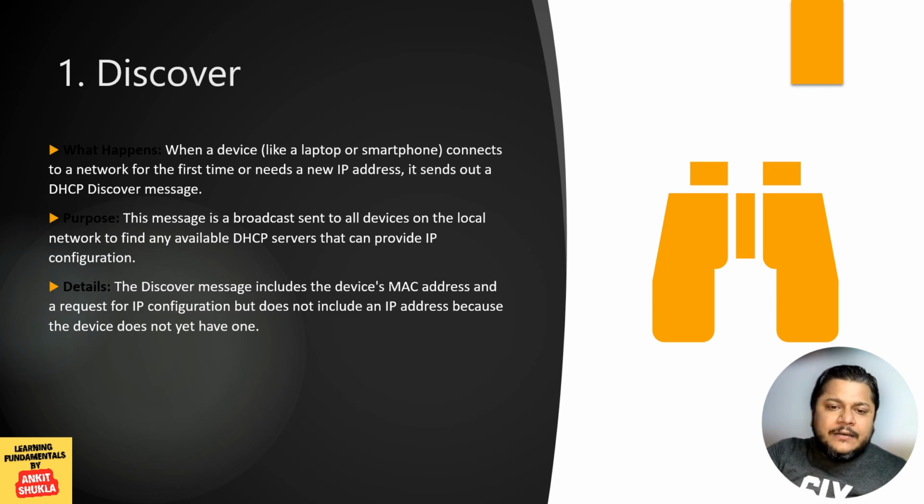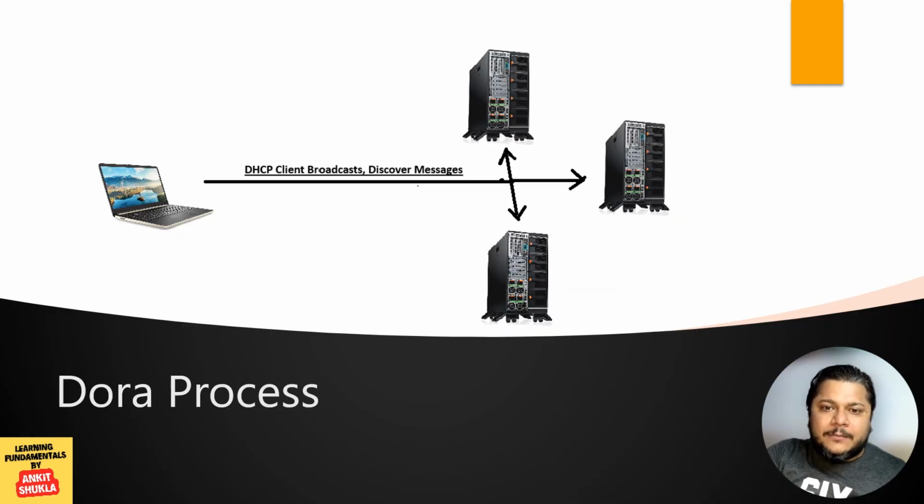Let's understand discover through a diagram. As you can see, when a client joins a network, it sends a broadcast signal to all the available DHCP servers, asking them for an IP address on the network, which can be assigned to them. Since this is a broadcast request, it goes to all the DHCP servers.